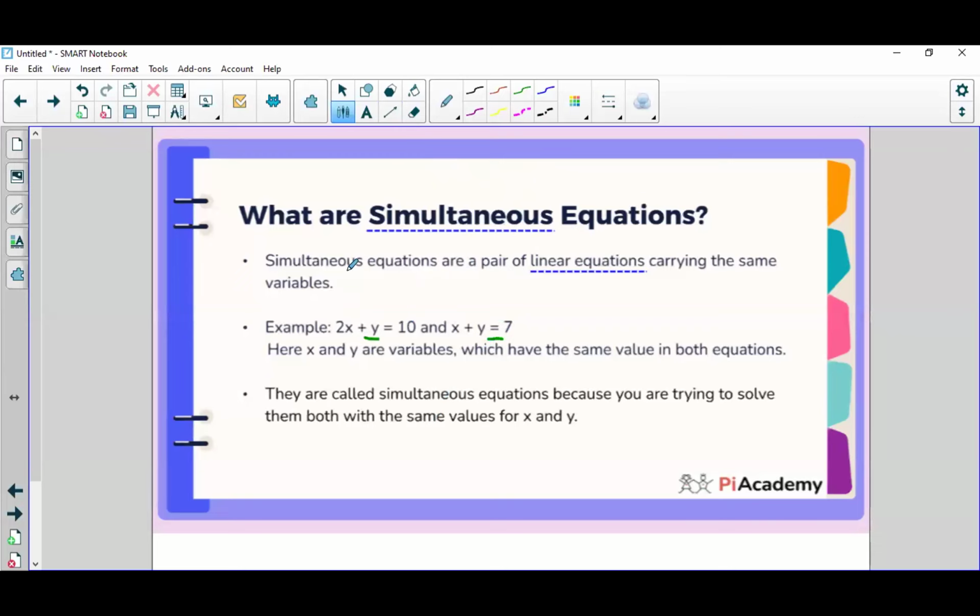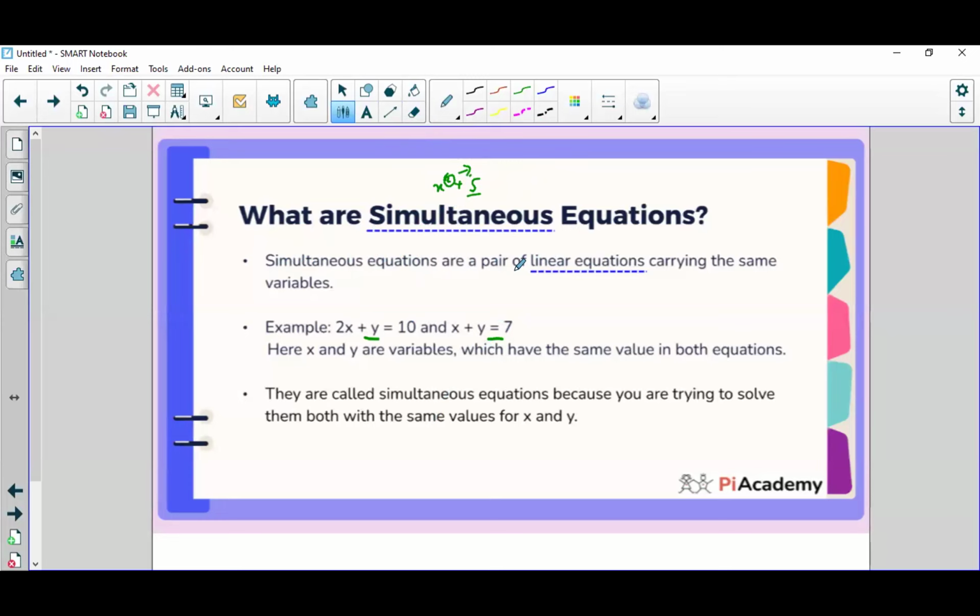Now someone will ask, what is quadratic? Quadratic is when you get an equation like x squared plus 5. Here you can see this power: if it is 2, this makes it a quadratic equation. But in the case of simultaneous equations, we get a pair of linear equations carrying the same variables.